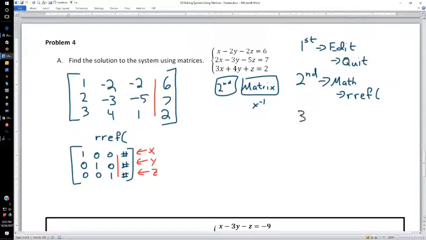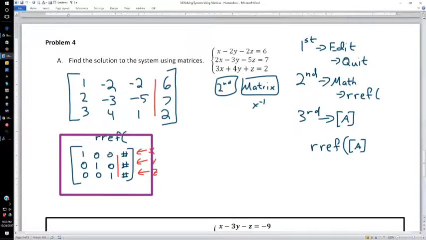And then we have to go a third time, and we have to choose our function. It's in the first row. Like if we edited matrix A, we have to choose matrix A. If we edited matrix F, you choose matrix F. So your calculator will now read R, E, F, parentheses, bracket, A, bracket. And you hit enter, and you will get something that looks like that.